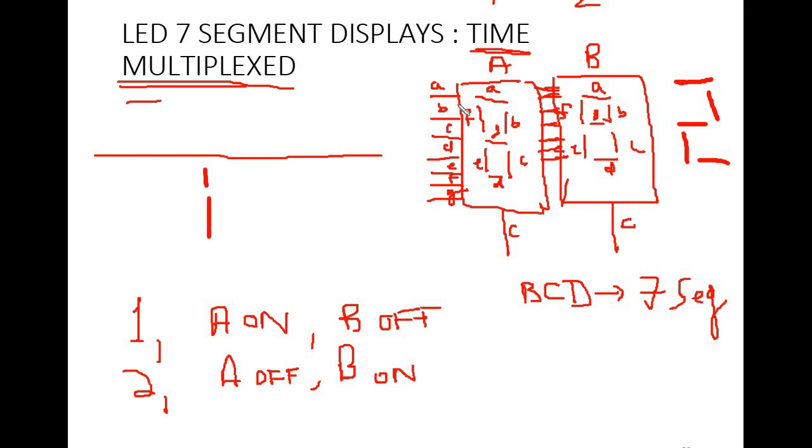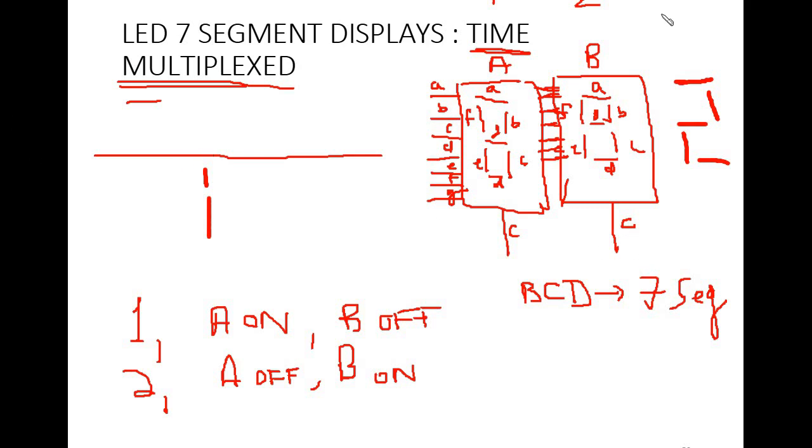So how do we do that? These are the segment lines A, B, C, D, E, F, G. We make them common. So if we supply a 1 or high input on segment A, this segment A is also provided with the high input. So what would we do? We can display a pattern over here, turn this LED display on, then we can display a pattern over there and turn this LED display on.